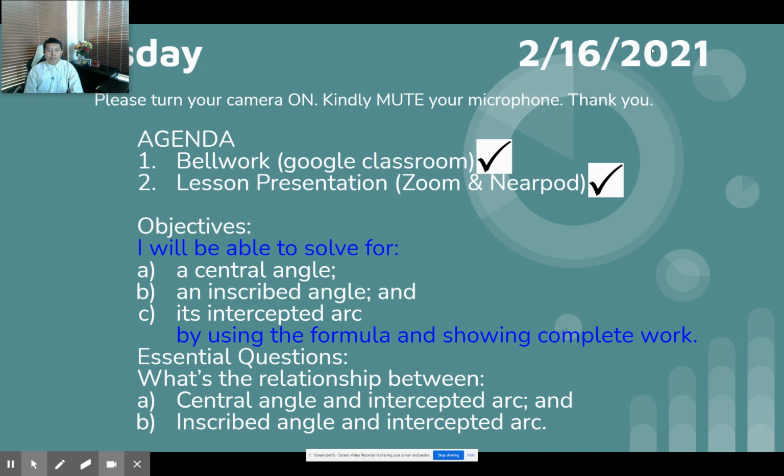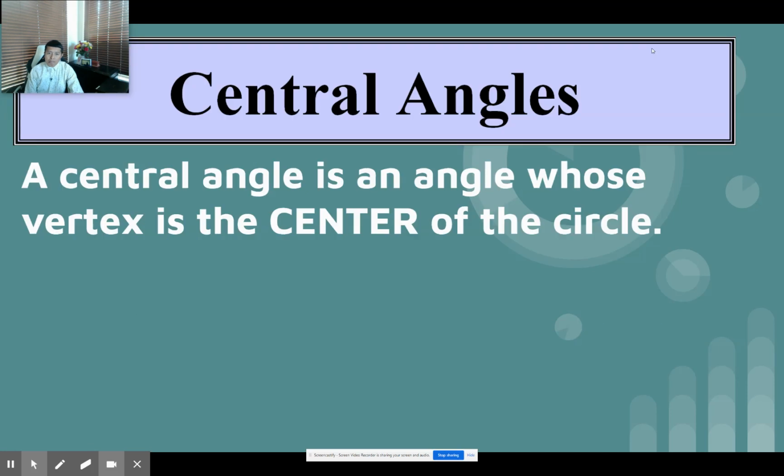All right, thanks for doing your bell work, and we'll have our objectives for the day. We will be able to solve for the following: a central angle, an inscribed angle, and its intercepted arc by using the formula and showing complete work. We have two essential questions that later we'll be able to answer because along the way we will be able to learn something about this lesson. So, what's the relationship between the central angle and intercepted arc and inscribed angle and intercepted arc?